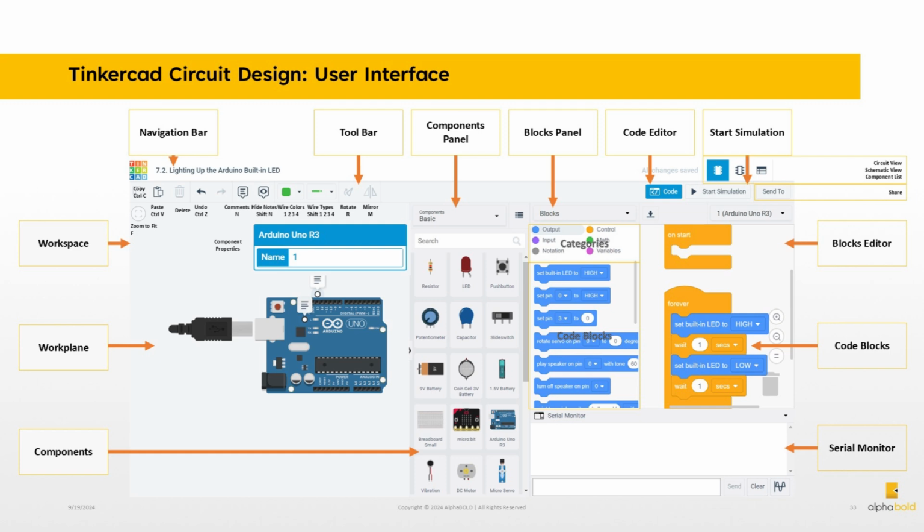The navigation bar offers options for setting the title and navigating between circuit view, schematic view, and component list. The toolbar provides tools for rotating, deleting, and connecting components. The Blocks panel and Code Editor allow you to program your circuits, with the Blocks panel using a visual block-based language and the Code Editor using text-based code, like C++ for Arduino. The Start Simulation button initiates the circuit simulation, and the serial monitor displays serial output from your code.